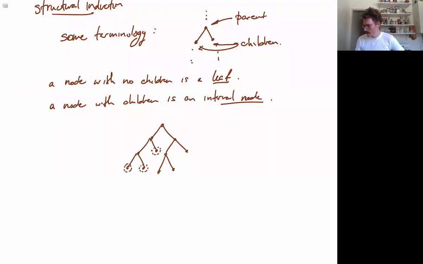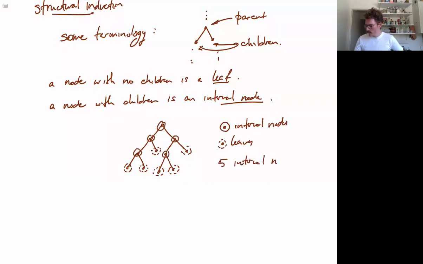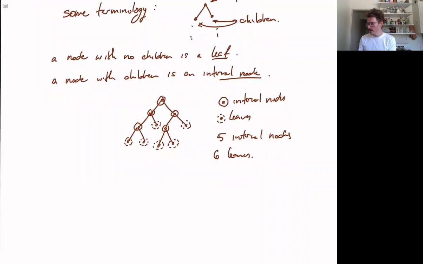So the leaves are the guys at the bottom that have no children. So these are the leaves. And we'll say these are the internal nodes, and that is everything else. So this, and this. So in this case, this tree has, let's see, 5 internal nodes and 6 leaves. So the number of leaves is 1 more than the number of internal nodes. And that actually is a fact about all binary trees.